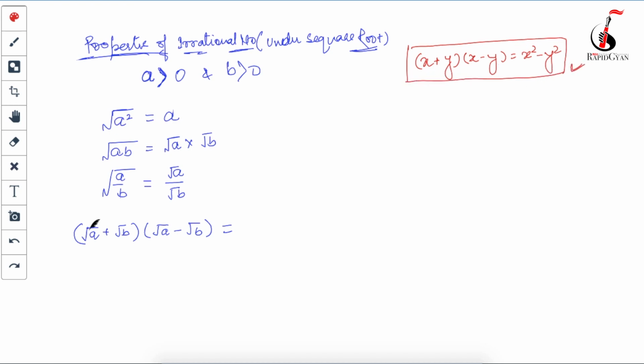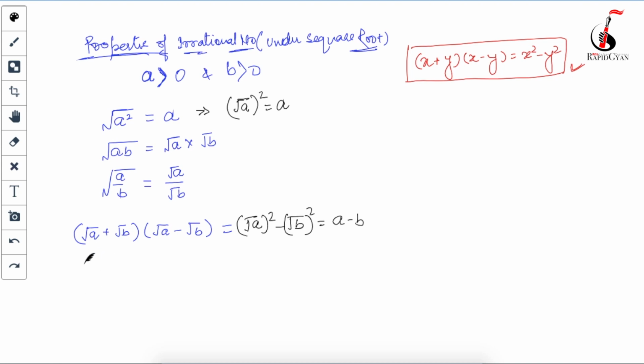If you compare, this is in the same form. Under root a plus under root b times under root a minus under root b will become under root a whole square minus under root b whole square, which will give me a minus b. See here, under root a square is a, and at the same time under root a whole square is also a. Just remember these things.